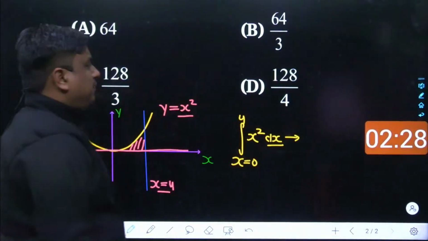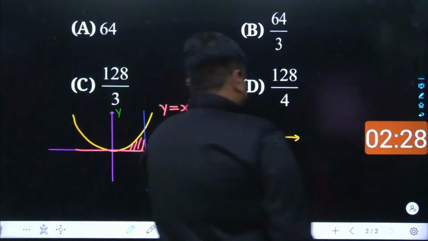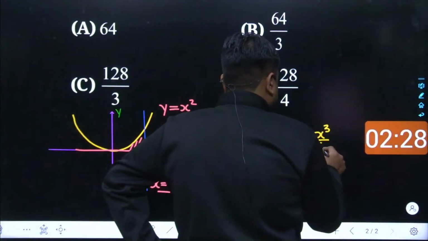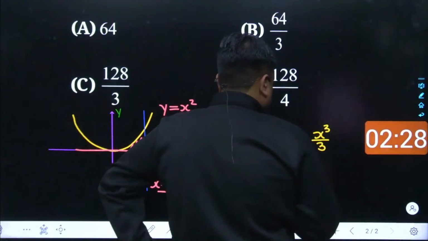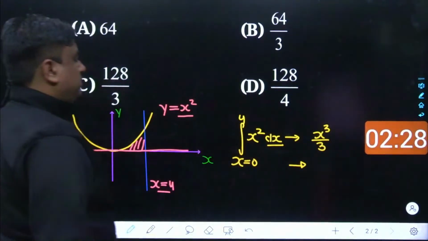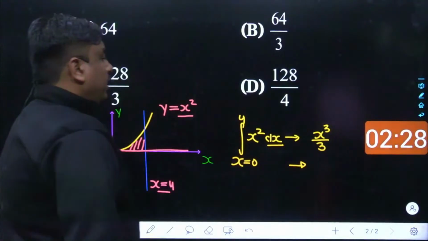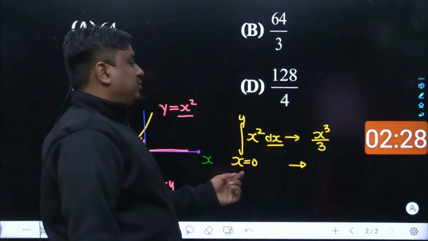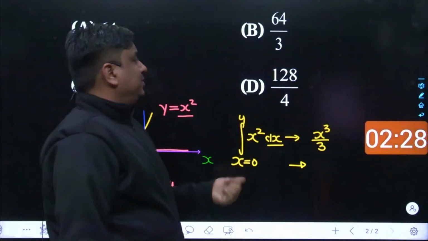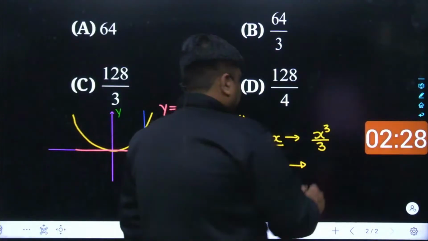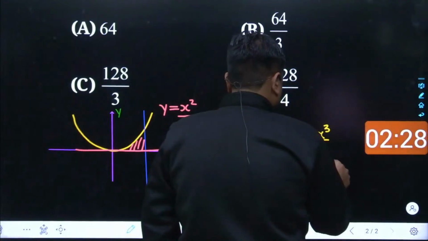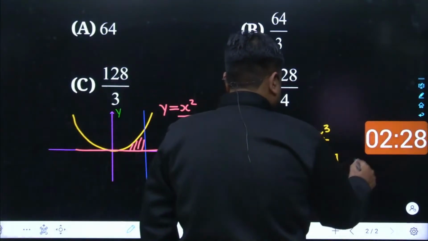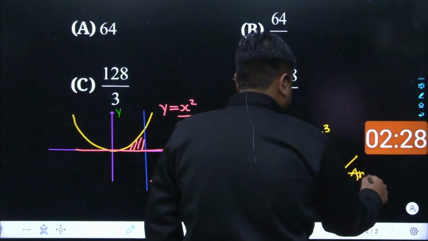If we take the integration of x to the power of 2, that would become x to the power of 3 divided by 3. And if we take x as 4, I repeat, if I take x as 4, virtually speaking, it becomes 4 into 4, that is 16, 16 into 4, that is 64, divided by 3. So that has been the answer actually which we had.